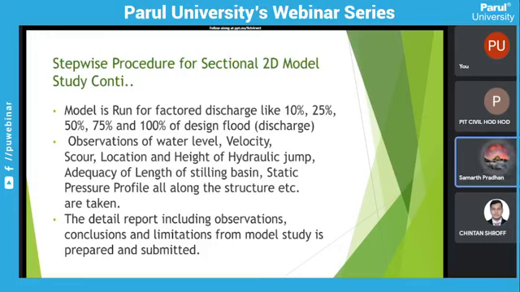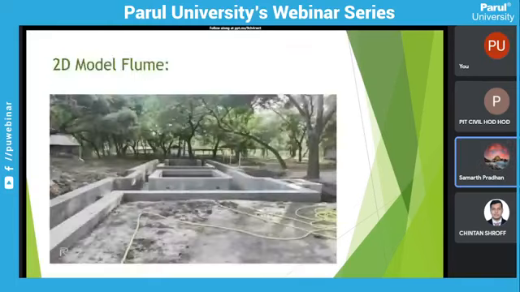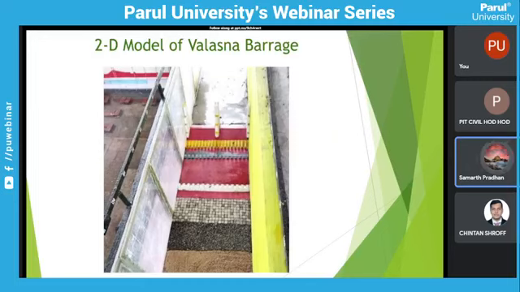Then the static pressure profile all along the structure; that we are also measuring. Here we have pressure pipes. You can see them on that red figure; the pipes are there at various locations in this stilling basin. 1, 2, 3, 4, 5. Five pipes are there, and at those locations we are measuring the pressure in the structure.